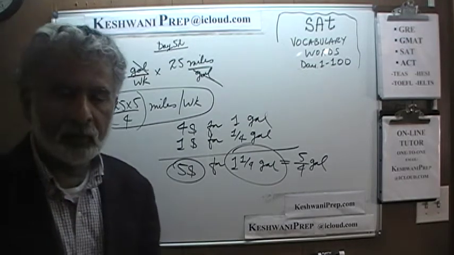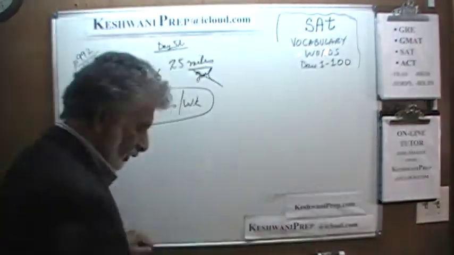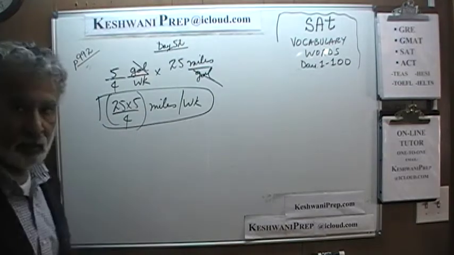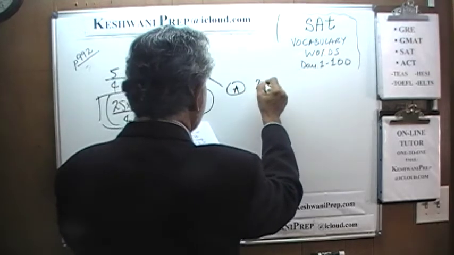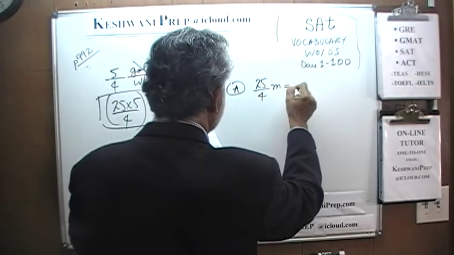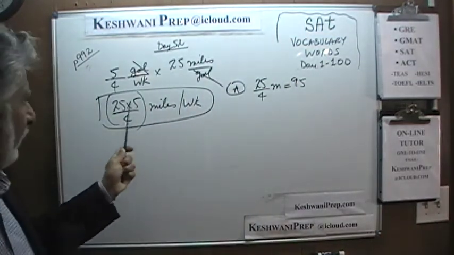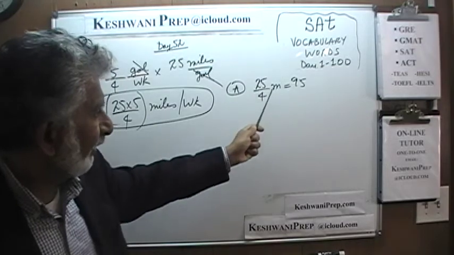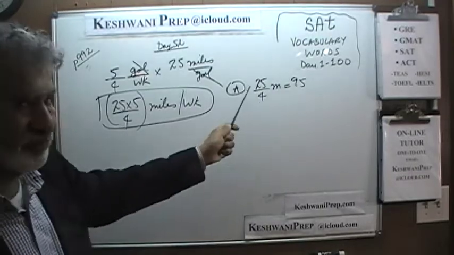That's the answer. But the problem is that the answers are given in terms of M, which is not a big deal. We will simply go through all the answer choices and solve for M and see which one gives us this quantity, 25 times 5 over 4. Answer choice A says 25 over 4 times M equals 95. We can stop right there. That's not going to give us what we're looking for. What we're looking for is 25 times 5 on the top. If we cross multiply, we'll end up with 95 times 4 over 25. We do not have 95 times 4, we have 25 times 5. This is not it.